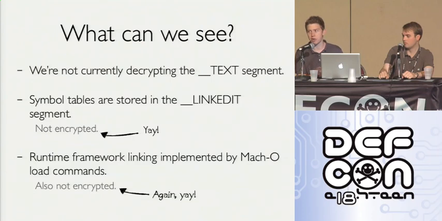So the question is, we're not decrypting the text segment. What can we see? The great thing is we get symbol tables, and almost every binary I've ever seen has very gratuitous symbols in it. These are all in the link edit table. They're all plain text. And the other thing we can also see is frameworks. These are effectively the dynamic libraries, and we can actually see those because those are implemented as Mach-O load commands, so we can see that all in plain text too, which is really nice.